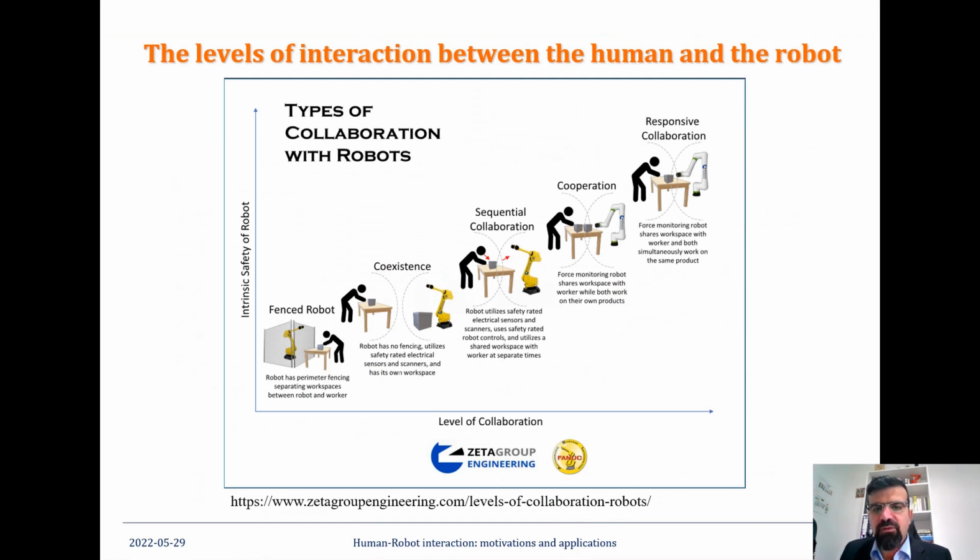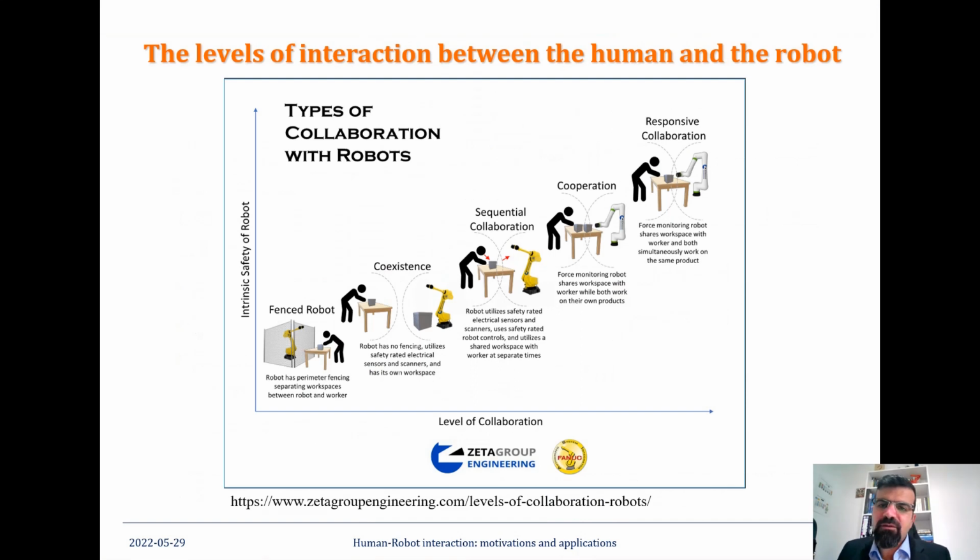Then if we move one step to the right, we will see the sequential collaboration level, which means that both the human and the robot share the workspace and they share the task. However, they don't share the time. So they work in a sequential way, which means that, for example, the human starts first and then hands out the task to the robot, so the robot will continue.